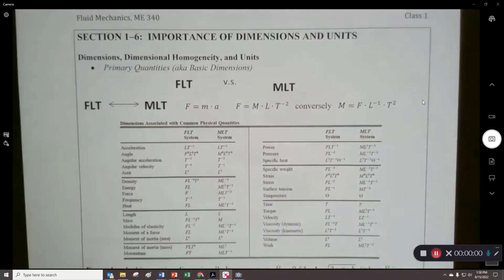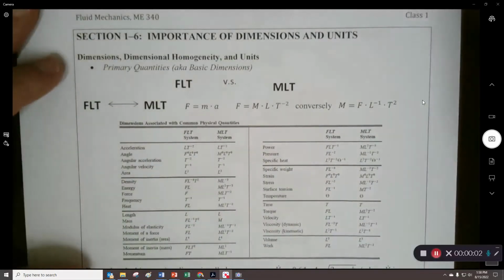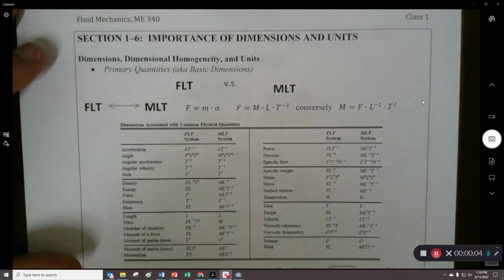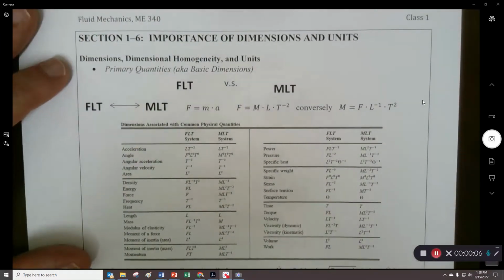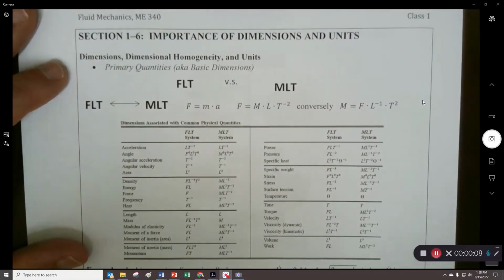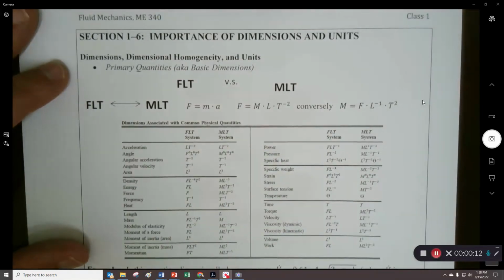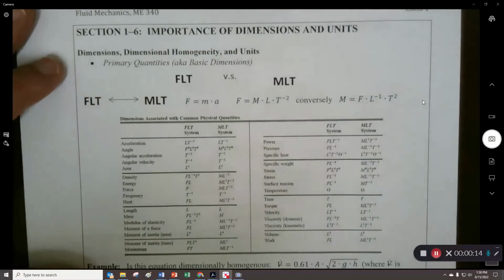Okay, so welcome back to video 4. This is class 1, video 4, sorry. And this is section 1/6, the importance of dimensions and units. Now I have modified this part because I think it's important.